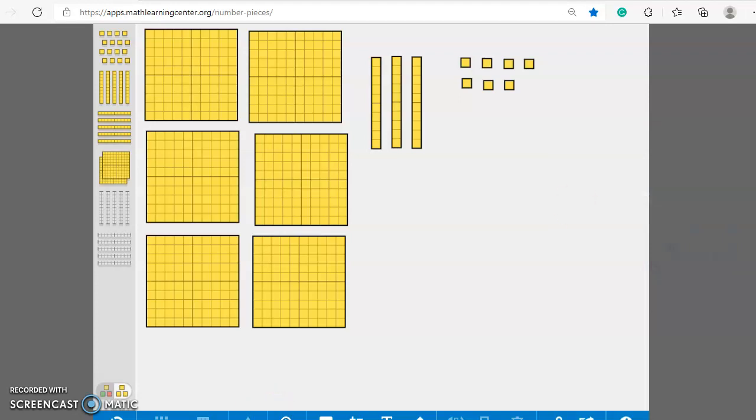I know that big cubes stand for hundreds and small cubes stand for ones, and lines stand for tens. And there are six big cubes, 3 lines, and 7 ones.